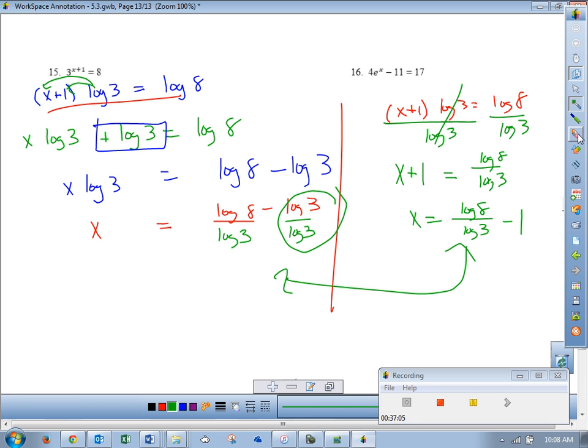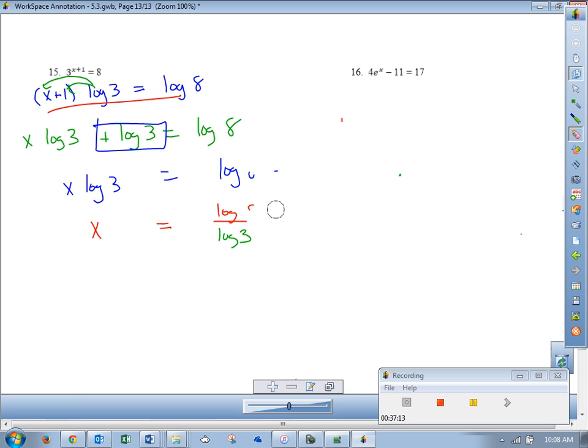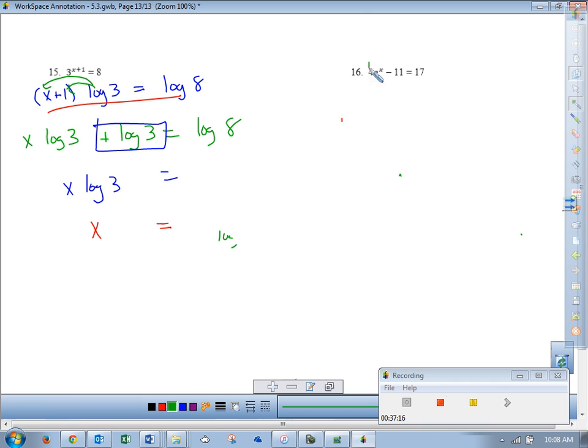Number 16, there are going to be a few of these also. See how x is in the exponent. There's no logs whatsoever. Your job, first, get that all by himself. What would be our first move? Add 11. So 4e to the x equals 28. Right? Then get this all by himself. What would you do? Divide by 4. Cool?